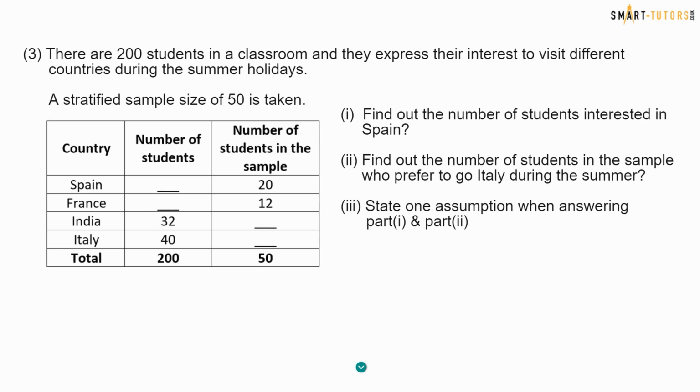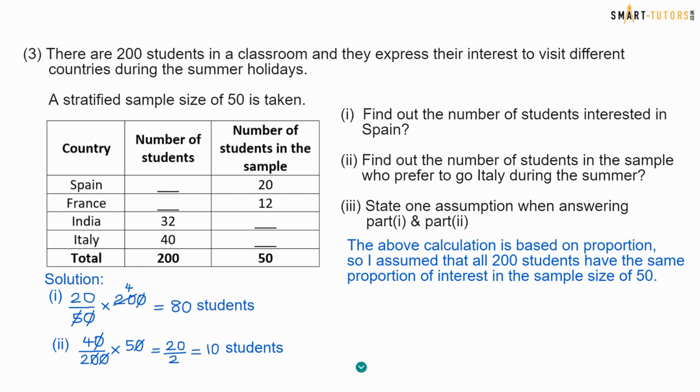First question, find the number of students interested in Spain. Find the number of students in the sample who prefer to go to Italy during the summer. Third part, state one assumption when answering part 1 and part 2. This is a statistics question, in the chapter called stratified sampling. If you want to give it a try, pause the video and try, and after that look at the solution. So I'm going to go straight to the solution. First part, how to find the number of people interested in Spain.